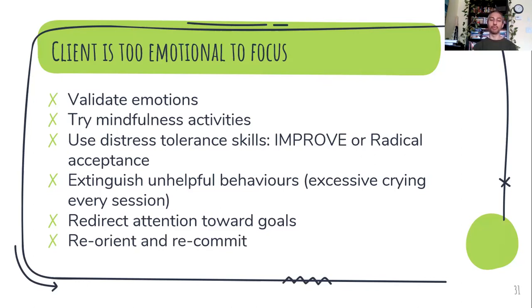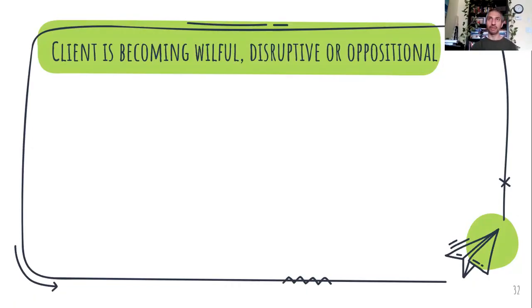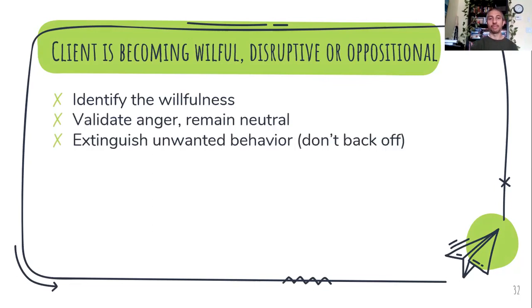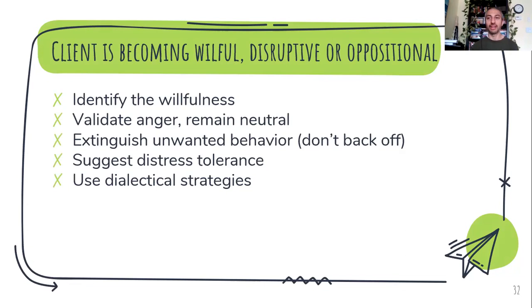We reorient them to the work that we're doing. We remind them of their commitments, and then we try some opposite action skills. So instead of crying, what would be the opposite of crying right now? Let's say the client is becoming willful, disruptive, or oppositional in sessions. Well, we need to identify that. We need to recognize, like, hey, you're being really angry right now, and I see you're showing some willfulness, some barriers to your progress here.